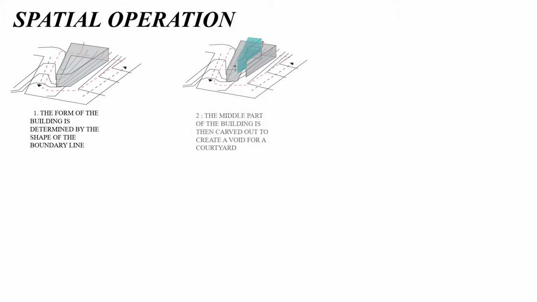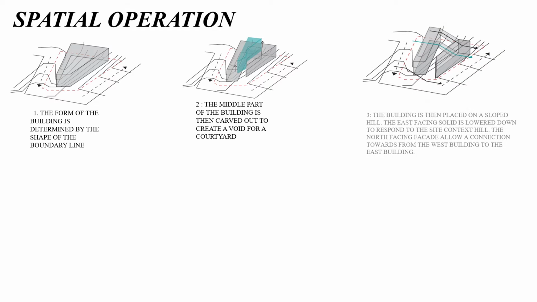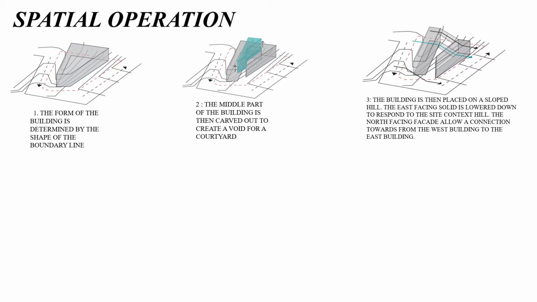For the spatial operation, I wanted to show how the massing developed to respond to context. First is bound the form. The form of the building is determined by the shape of the boundary line. Second is to carve. The middle part of the building is carved out to create a void for a courtyard. Third is the contour. The building is then placed on a sloped hill.